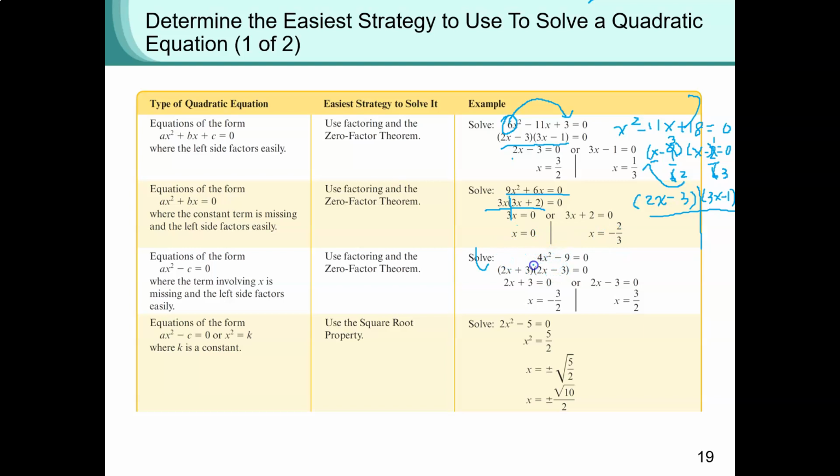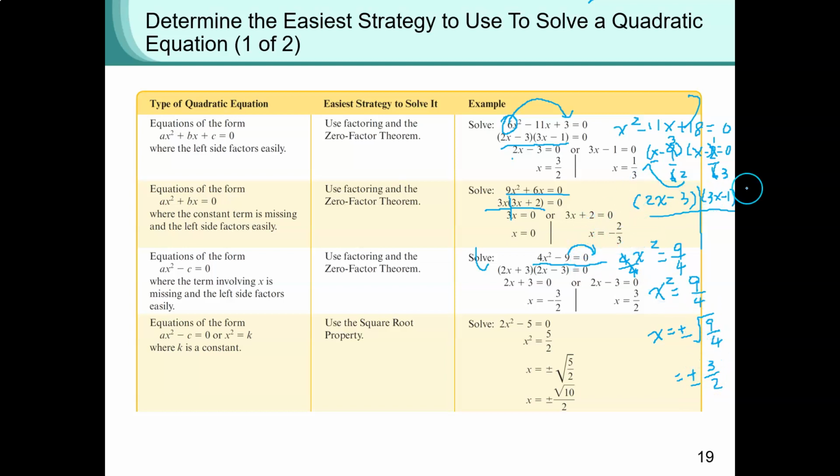When you have an equation in this format, 4x squared minus 9 equals 0, the easier way is to bring the 9 to the right hand side, then you'll get 4x squared equals 9. Divide by 4 on both sides, you'll get x squared equals 9 over 4. Now x equals plus or minus root 9 over 4, which is x equals plus or minus 3 over 2. I think this is an easier way to solve it.